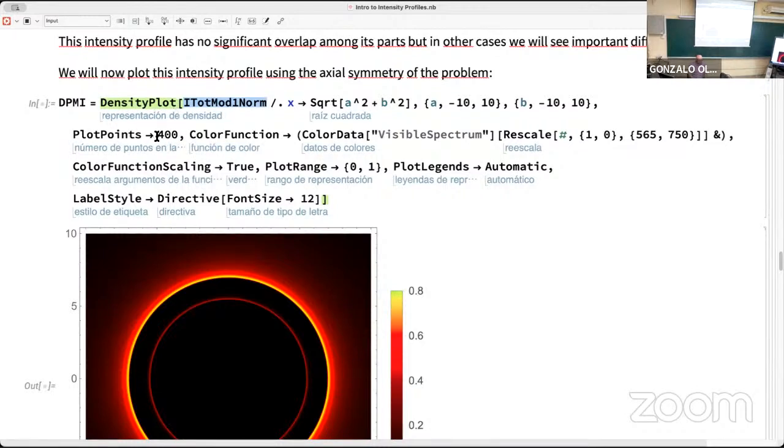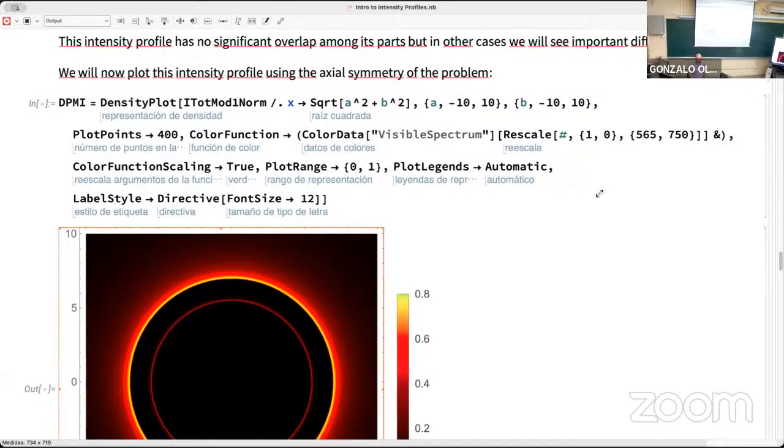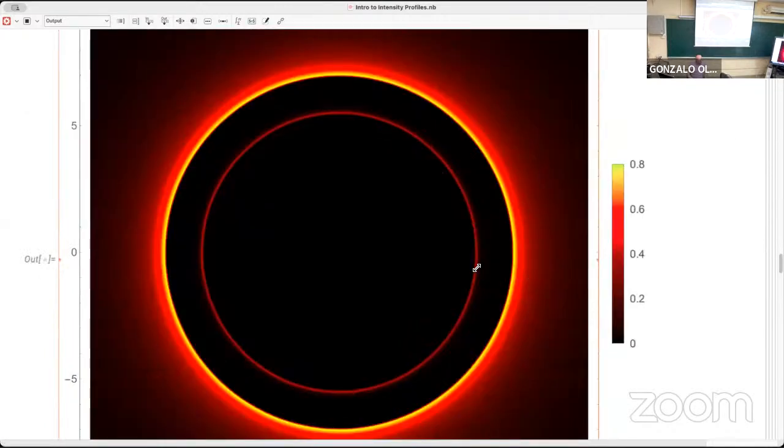But note that we are using 400 points. It takes 2.5 minutes to produce this image. Two and a half minutes, it's 150 seconds. So let me see if you can.